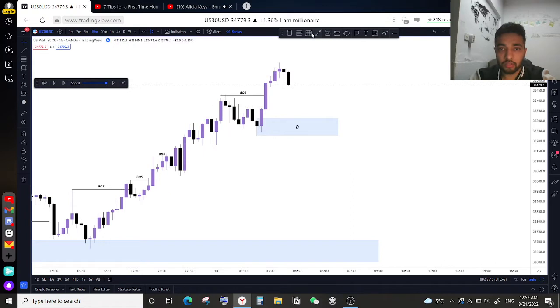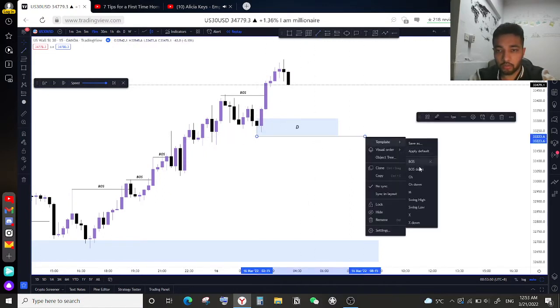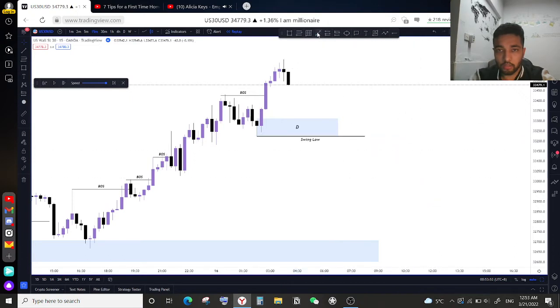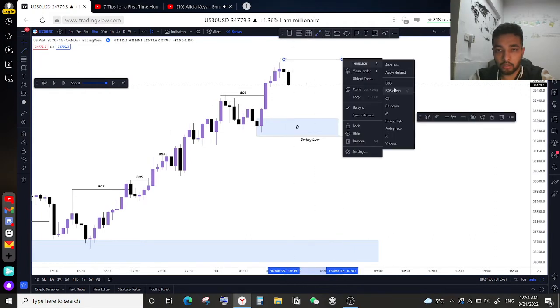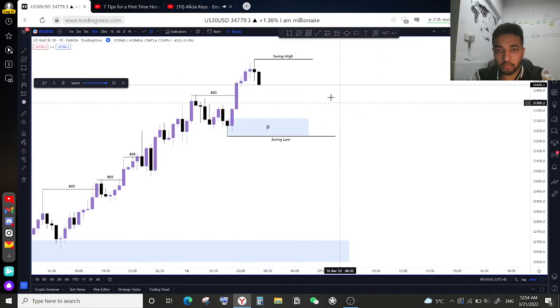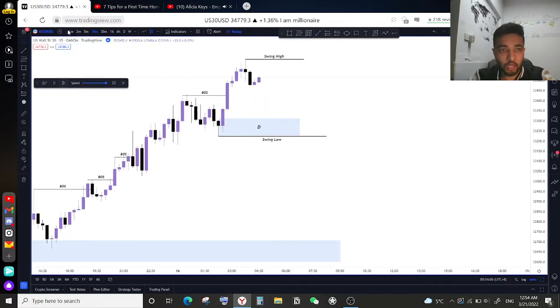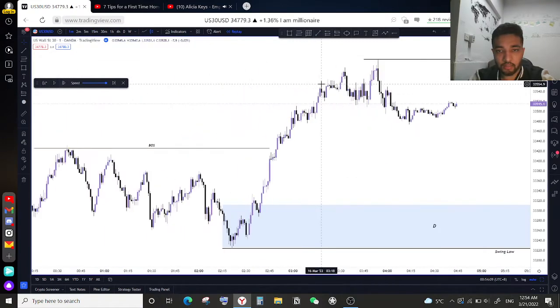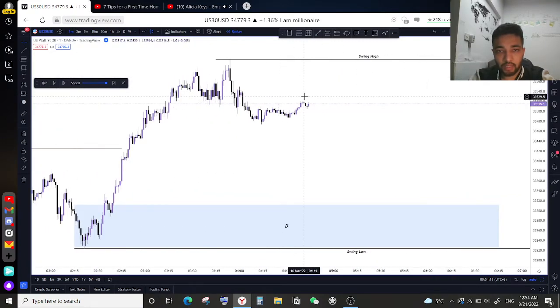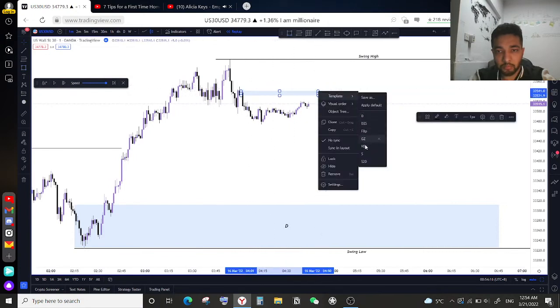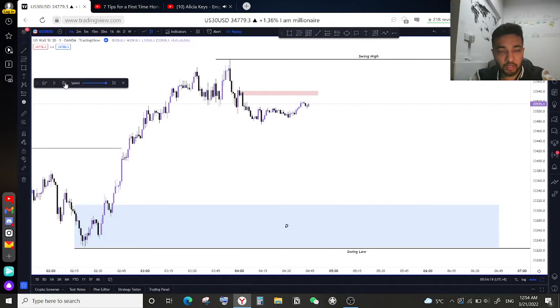Okay, so this is our 15 minutes swing low, and this is our swing high. So this probably would be my target, but anyway, let's see. I could have sold, but I don't really like to play over. We got supply there and see if it reacts, why not?